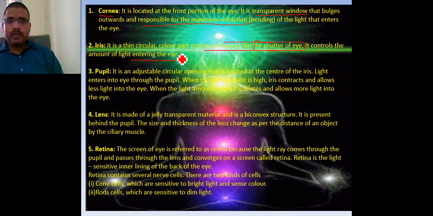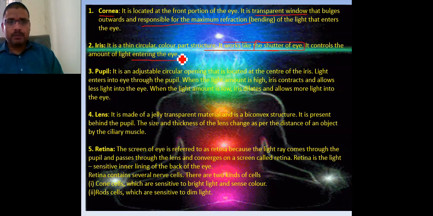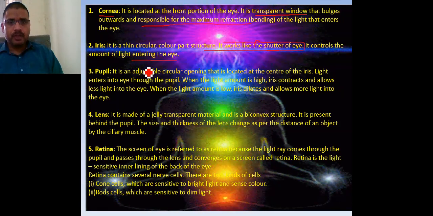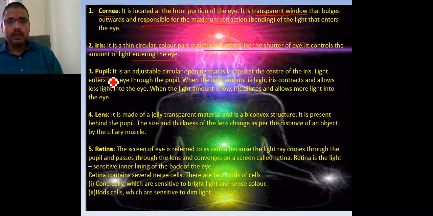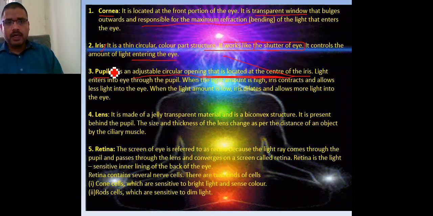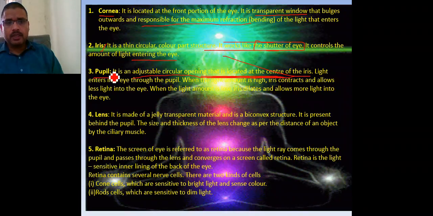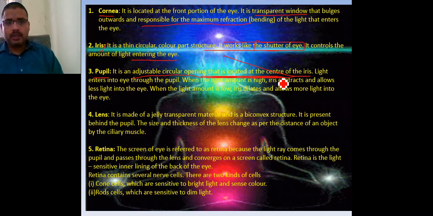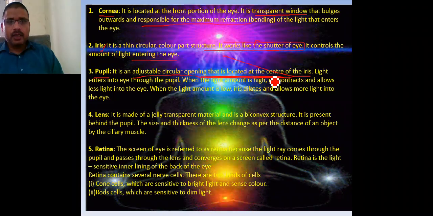Now there is the pupil. This part is an adjustable circular opening located at the center of the iris. As already told, in the middle of the iris there is the pupil, which is basically the center of the iris. Light enters into the eye through the pupil. Whatever light is coming gets inside through the pupil.